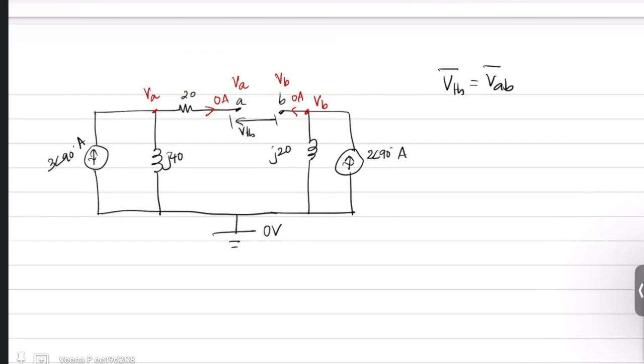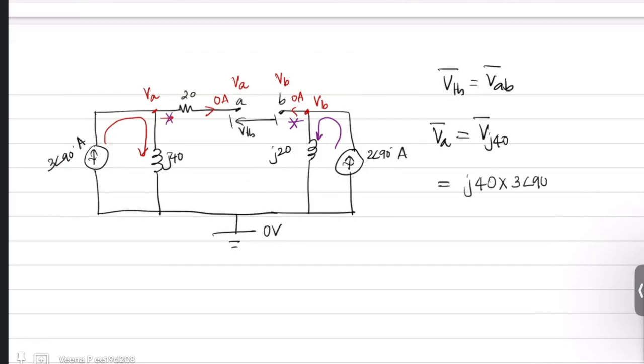Also you know that this current 3 angle 90 will flow only through this J40. It cannot go here because it's an open circuit. Similarly, the current 2 angle 90 will flow only through J20. It cannot go here because it's an open circuit. That means your VA is the drop across the 40 ohm inductor, which is nothing but J40 times the current, which is 3 angle 90.